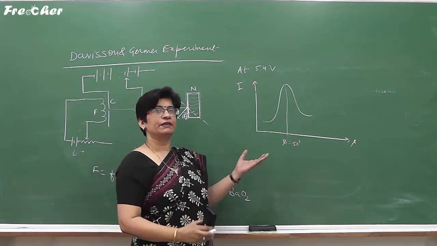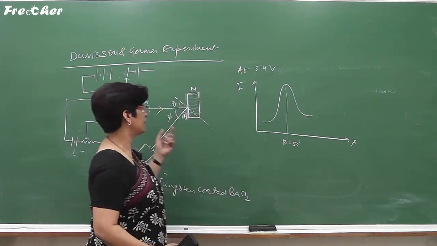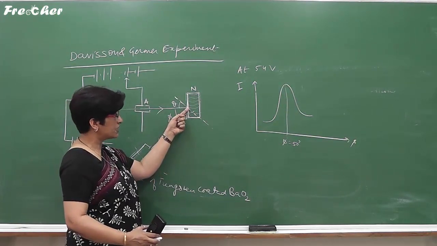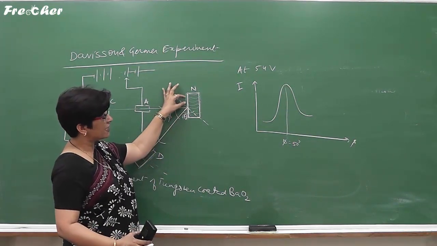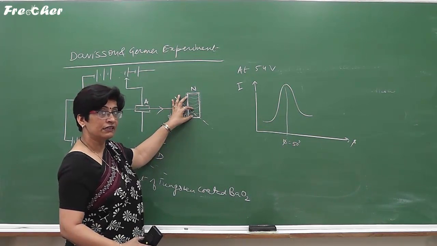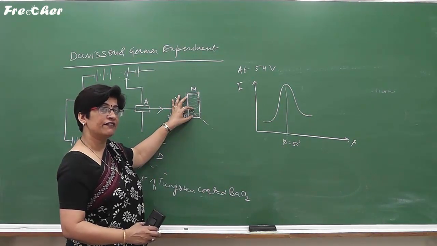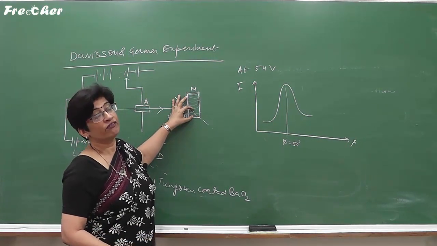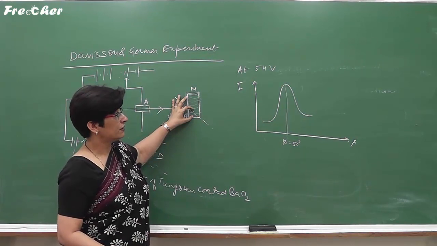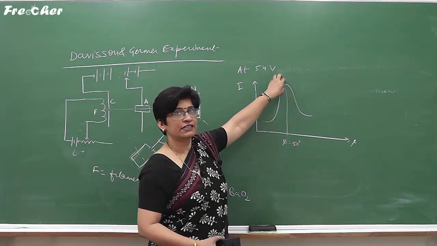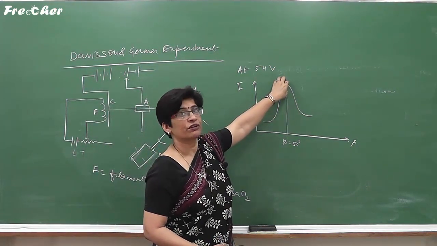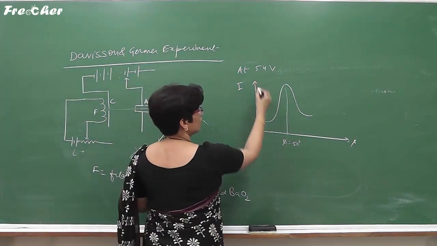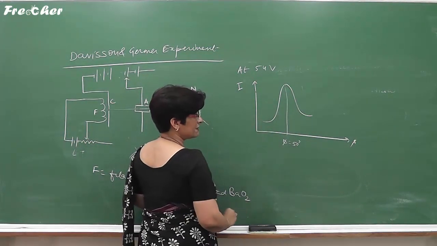50 degrees. This peak is basically due to the constructive interference of the electron beam which is scattering from the various layers of the nickel crystal, okay? And this constructive interference is basically the diffraction of the electron, which establishes the wave nature of matter. Clear to everyone? So this peak is because of the wave nature of the electrons. So we have observed that at 54 volt, at this angle, the intensity of the scattered beam is maximum.